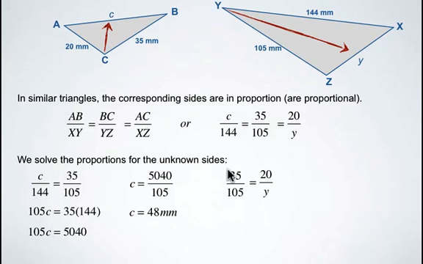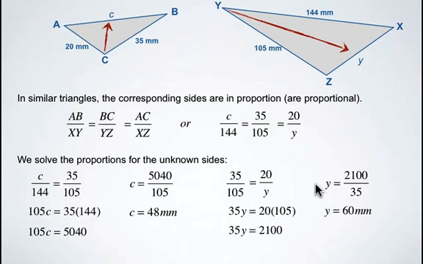Again, we're going to use the technique of cross multiplying, giving you 35Y, and 20 times 105 when you cross multiply with the other two values. Simplifying this a bit, 20 times 105 gives you 2100. To isolate Y, you need to divide both sides by 35. So you'll end up with 2100 divided by 35, and Y turns out to be 60 millimeters.